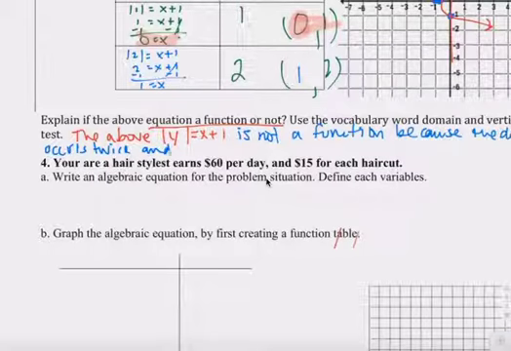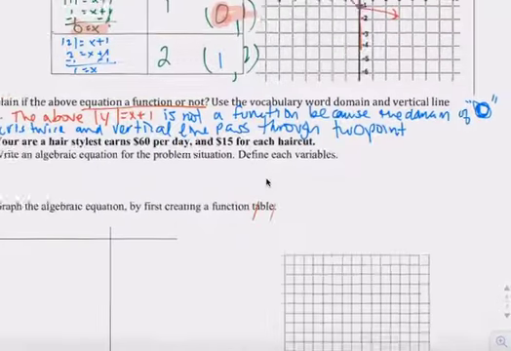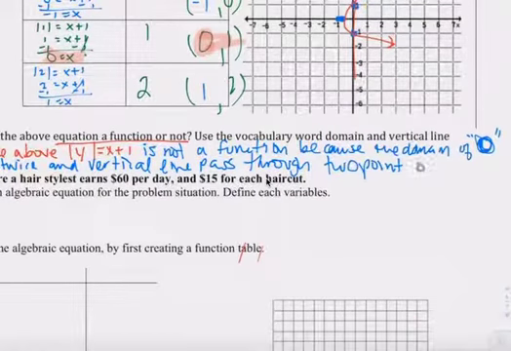And the vertical line test passes through 2 points, at 0, -1, and 0, 1.